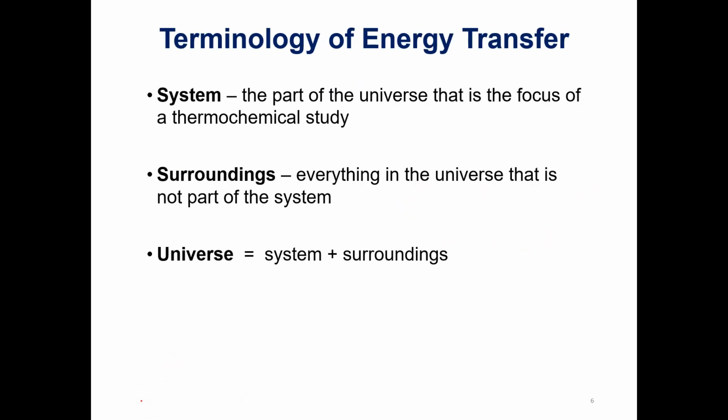To define some more terms related to thermodynamics, when we talk about energy transfer, we usually talk about things from the point of view of the system. So the system is the part of the universe that we focus on. It's whatever object or reaction we're focusing on when we're talking about the energy transfer. Anything that is around the system, anything that is part of the universe but not part of the system, is considered the surroundings. And of course, the system and surroundings together make up the universe.